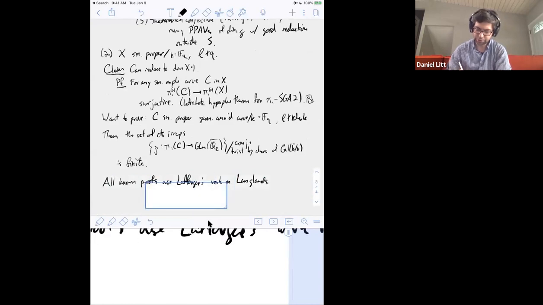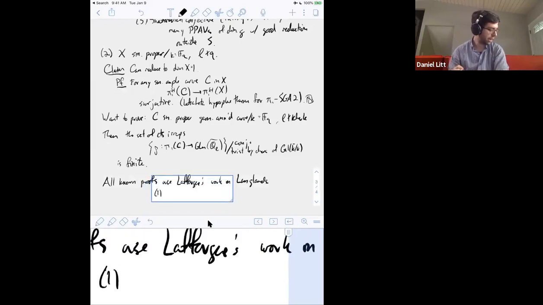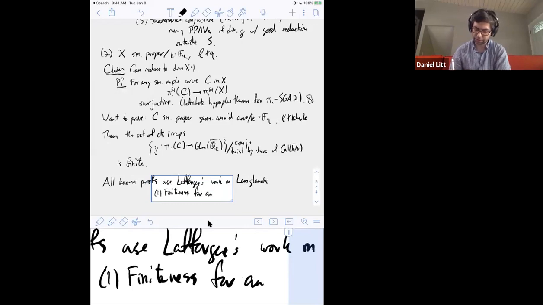So as far as I know, there are two proofs. One of them just says, and if you don't know anything about Langlands, that's okay, I'll tell you what you need to know. But at least part of the Langlands program tells us that there's some kind of bijection between representations of these groups and automorphic representations. And so we can equivalently phrase this as a finiteness theorem for automorphic representations, which is known. So this proof uses finiteness for automorphic representations.